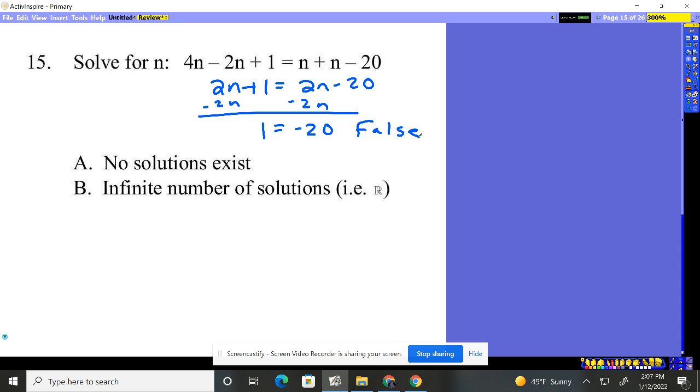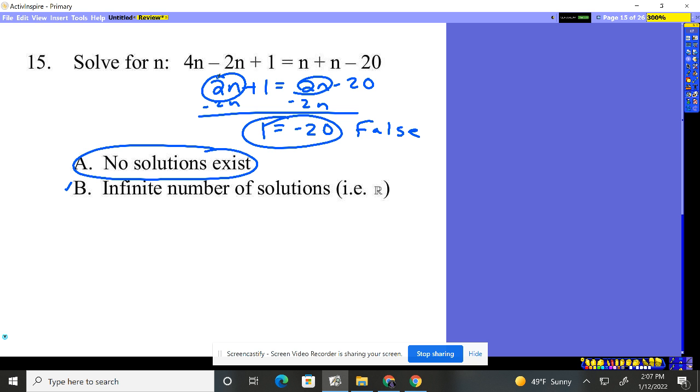That means there's no solution. There's no n that could ever make this true. It's never possible to make that true. So therefore, here, no solution exists. If you would end up with a statement like 1 equals 1, which is always true, then it would be an infinite number of solutions.